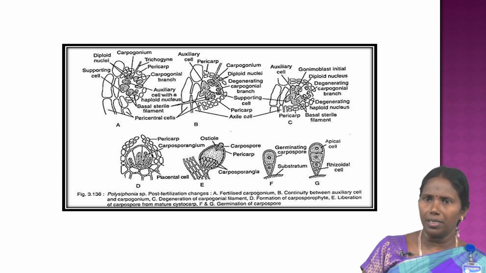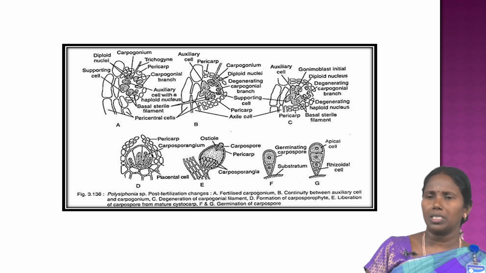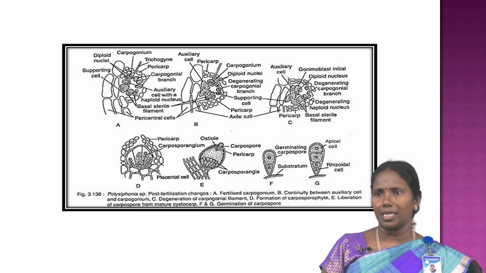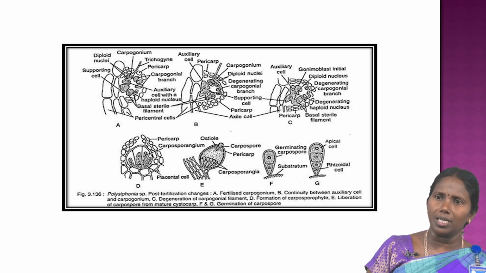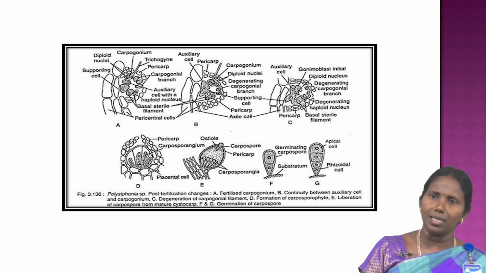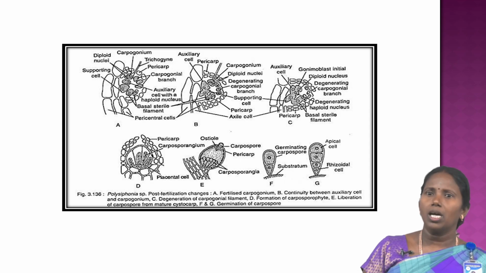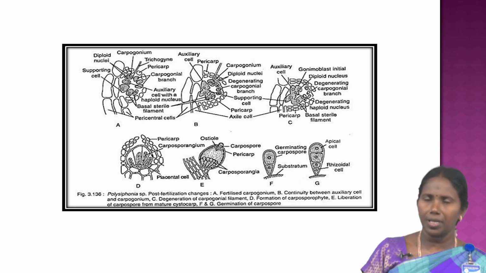During this development, the auxiliary cells, supporting cells, carpogonium and some cells of basal and sterile filaments fuse together and form an irregular cell, the placental cell. The haploid nucleus of the pericentral cells gradually degenerates and has simply a nutritive function.